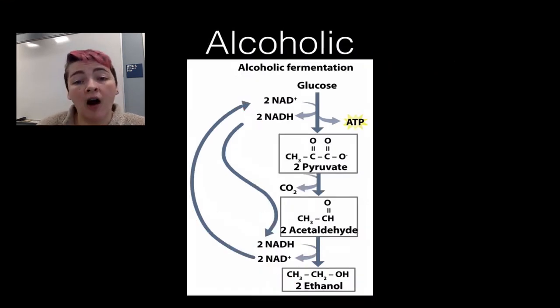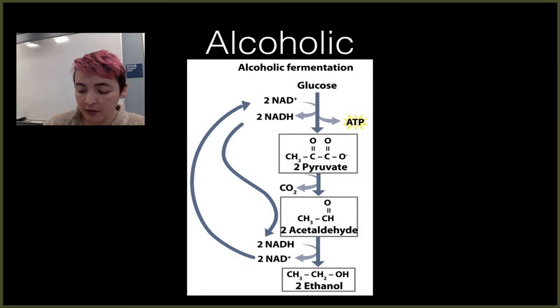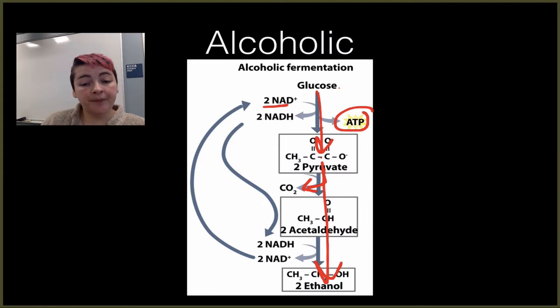The other type is alcoholic. Again, we're starting off with glycolysis. We have our glucose, we break it down into our 2-pyruvate, we have our ATP come out, NAD goes in, NADH comes out. We're going to change that pyruvate into carbon dioxide and alcohol. Don't worry about this acetaldehyde step, we're not concerned with that. So we're going from pyruvate to alcohol, ethanol is an alcohol, and carbon dioxide.